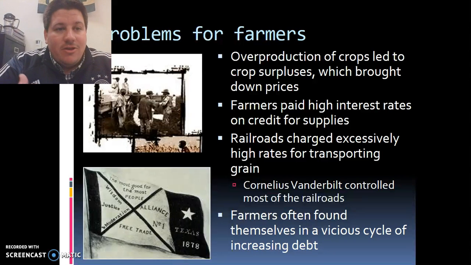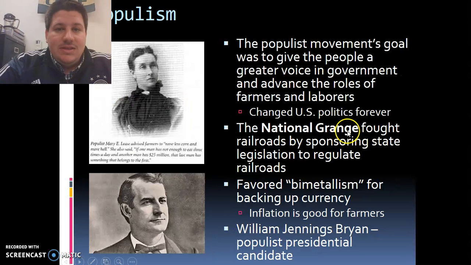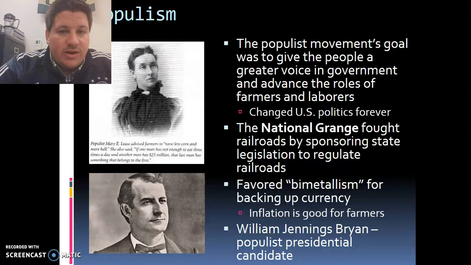And so farmers are going to realize that they're all going through the same struggle, and the only way they're going to get a change is if they unite. So this leads to the rise of populism. Populism, or the populist movement, their goal is to give people more voice in the government and to advance the roles of farmers and laborers. So they felt like the government was ignoring their problem. And what they're going to do is they're going to change U.S. politics forever.